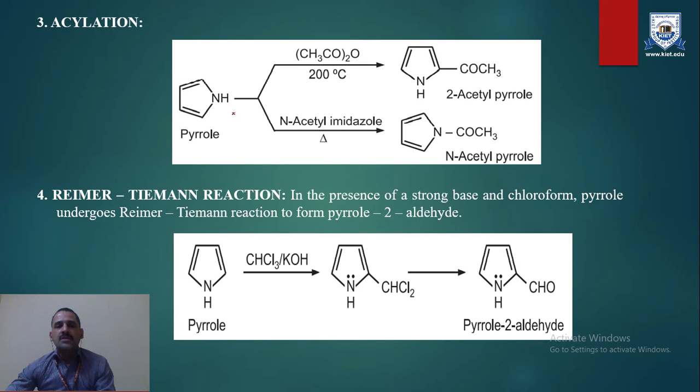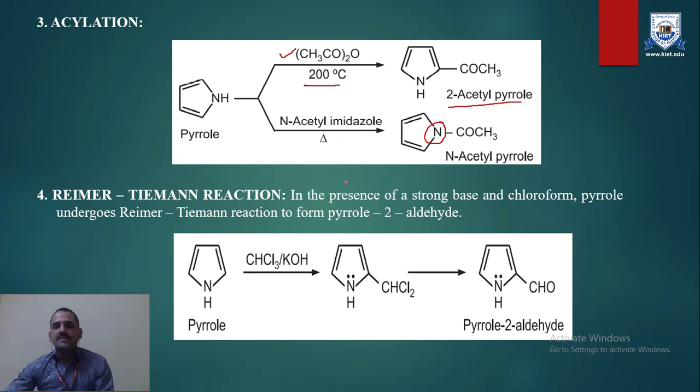Acylation reaction. The pyrrole undergoes the acylation reaction in the presence of acetic anhydride at 200 degree centigrade temperature, and it will give a yield of 2-acetyl pyrrole. Same here, in the presence of N-acetyl imidazole, it will give N-acetyl pyrrole. It means the acetyl group will now be substituted at nitrogen once we utilize N-acetyl imidazole.